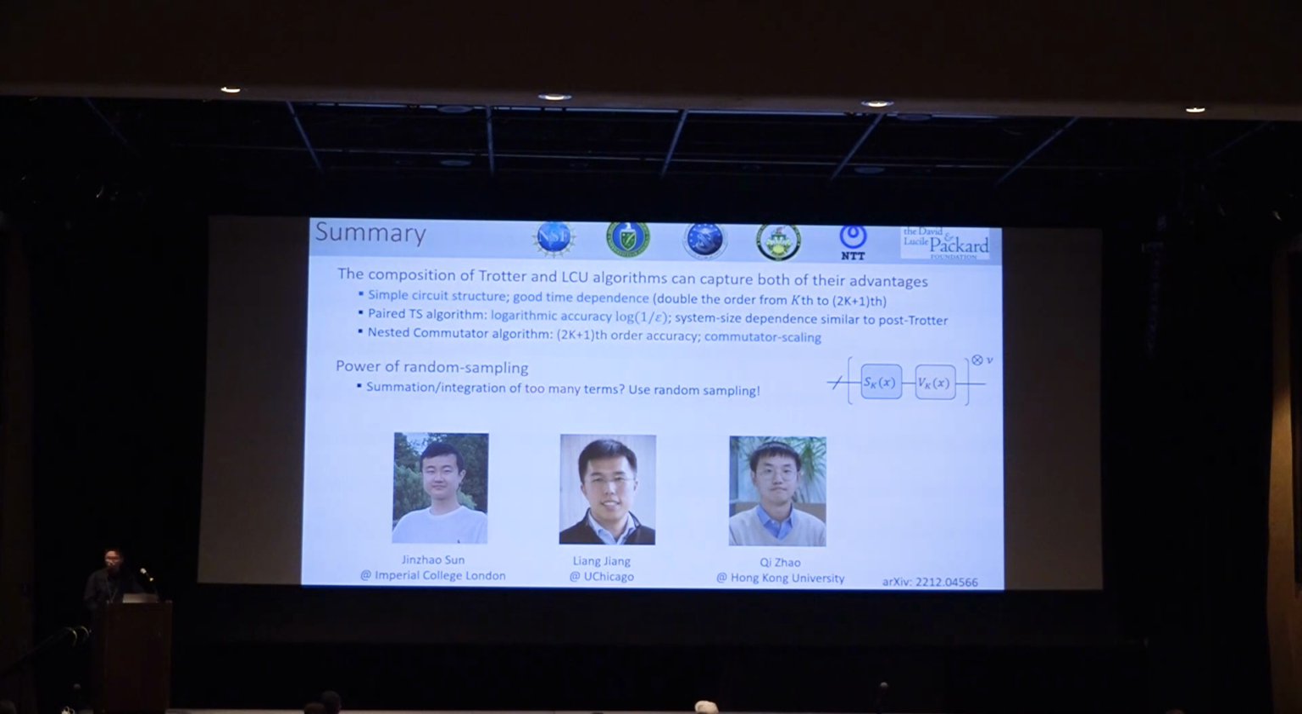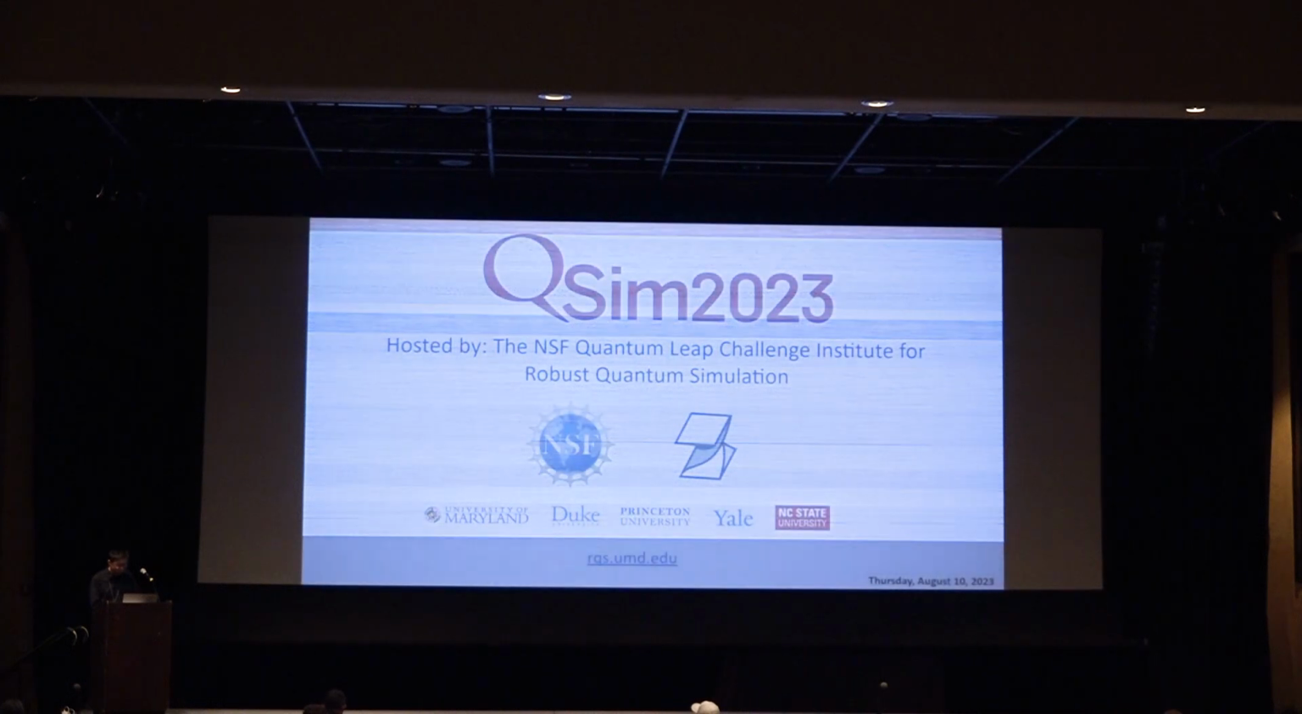Okay, maybe I can start with one. There's another method called the multi-product formula, which also tries to combine the advantages of the Trotter formula and the post-Trotter formulas. So how would you compare your method with the multi-product formula?